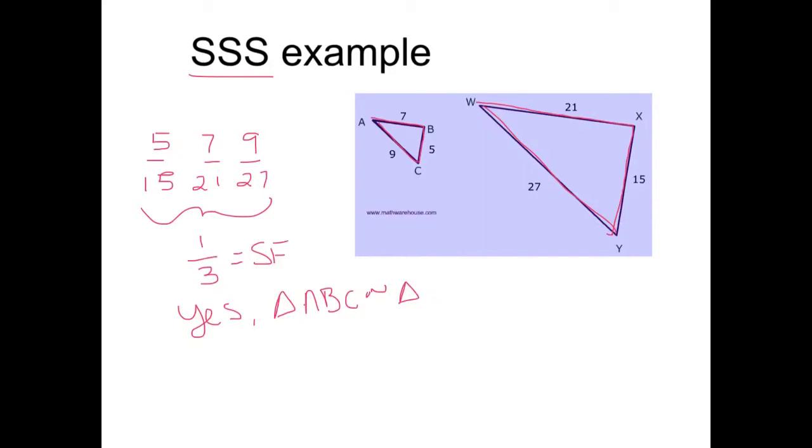Said it right and then wrote it wrong. This way, when I write it out, I know that A is going to be congruent to W, B is congruent to X, C is congruent to Y, because I wrote them purposely that way. You have to be careful.